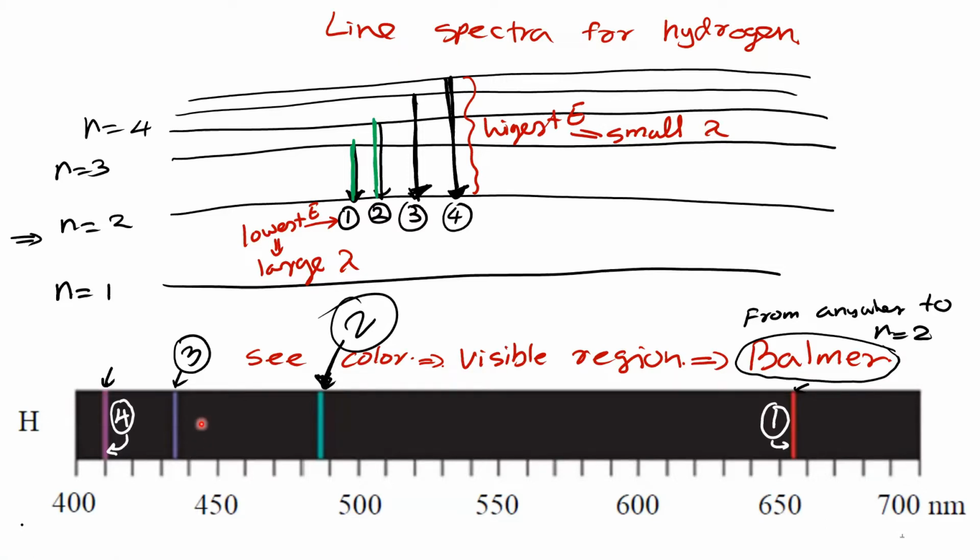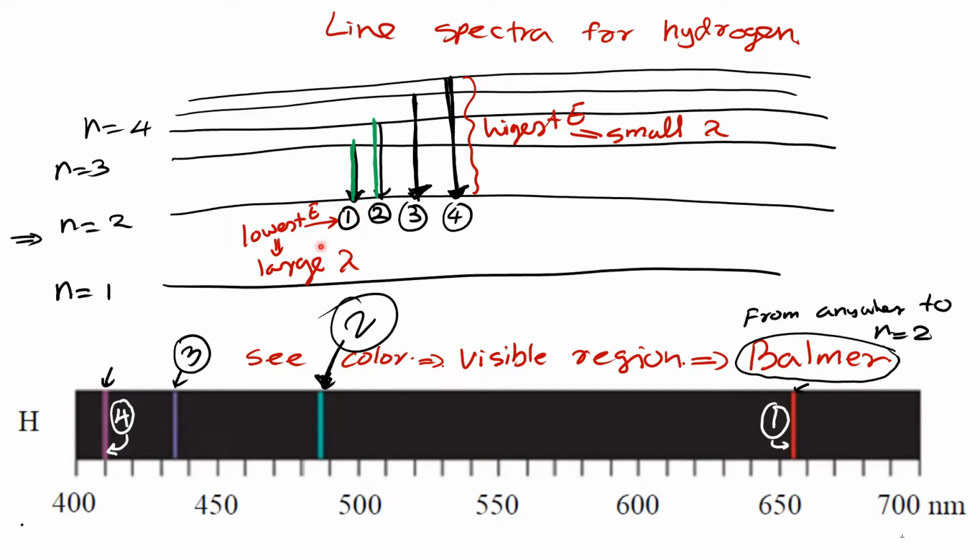In the emission spectra, like the one given here, you have a dark background and you have bright lines. That is the emission spectra. And in the absorption spectra, you would have the reverse. You will have a bright background and you will have dark lines in the place where there is absorption. And last time we looked at how to relate these spectral lines to the electron transitions.